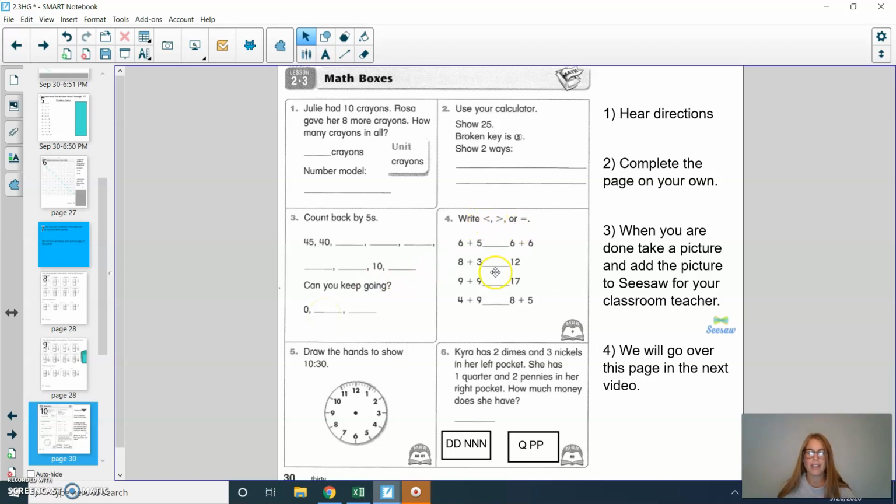Write less than, greater than, or equal to for number 4. Draw the hands to show 1030. And then I did a couple boxes to kind of help you out with this one for number 6. Kyra has 2 dimes and 3 nickels in her left pocket. She has 1 quarter and 2 pennies in her right pocket. How much money does she have? If it's helpful to draw the 2 pockets like I did, please use that as a strategy. All right, I will see you next time.